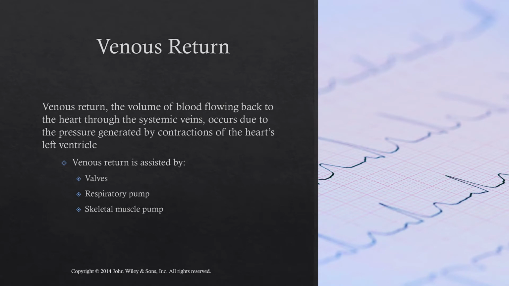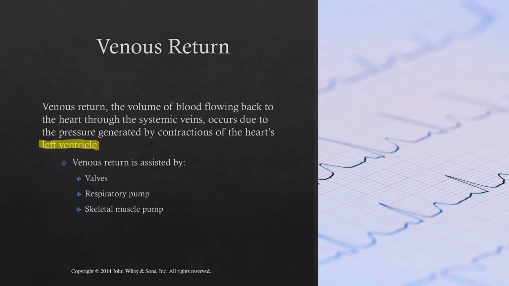Venous return is the volume of blood flowing back to the heart through systemic veins. And this return of blood to the heart occurs due to the pressure generated by contractions in the heart's left ventricle. So that left ventricle has to be really strong and pump really well. Now the pressure difference from the venules to the right ventricle is pretty small, but normally it's sufficient to cause venous return back to the heart.